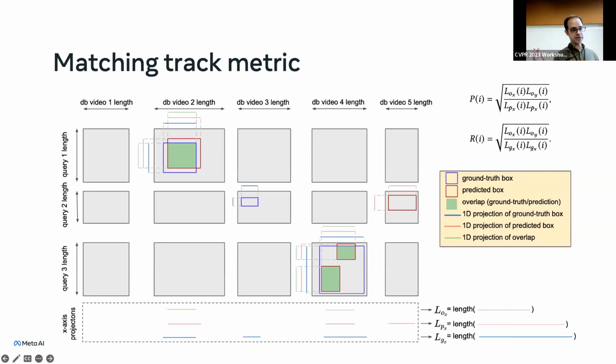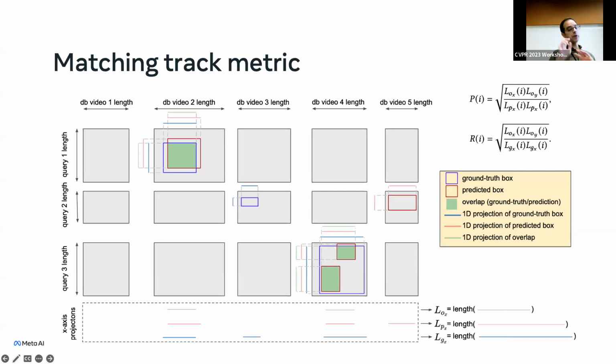We project predictions and ground truth matches onto each axis. So here we're visualizing the projection onto the x-axis below, and we compute their overlap. Then we sum the lengths of the overlaps, the ground truth matches and the predicted matches, and use these lengths, which are in time units, to compute precision and recall. So precision is the overlap over all predictions, and the recall is the overlap over all ground truth matches.